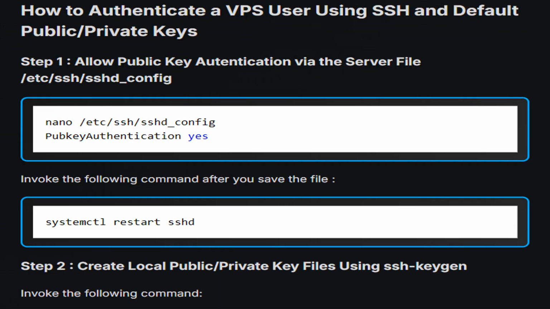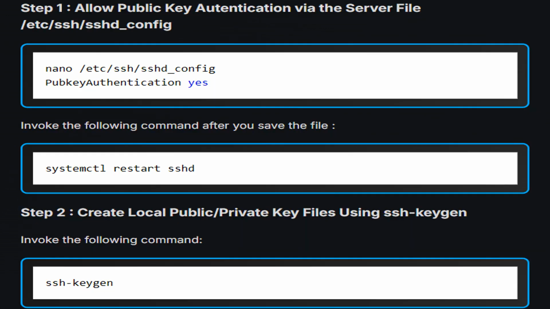How to authenticate a VPS user using SSH and default public-private keys. To enable public key authentication on your server, you need to edit the SSH configuration file located at /etc/ssh/sshd_config and set the appropriate option to yes. After making this change, restart the SSH service by running the command systemctl restart sshd.